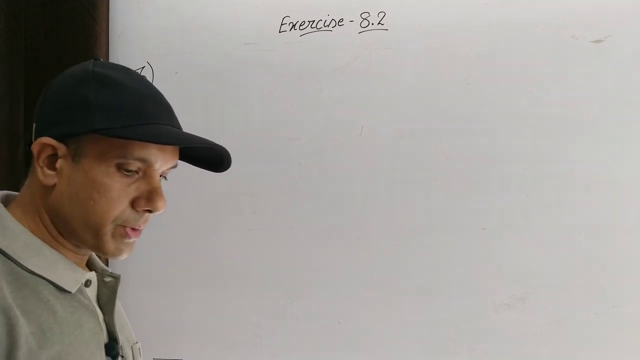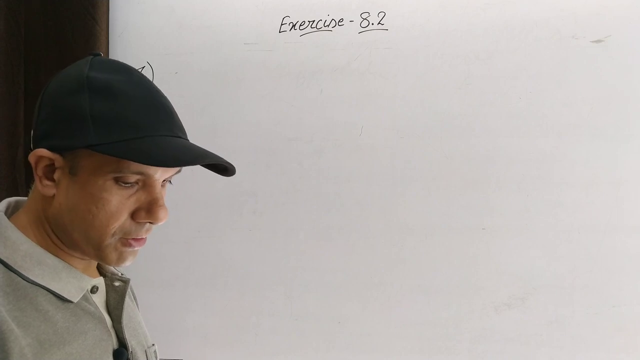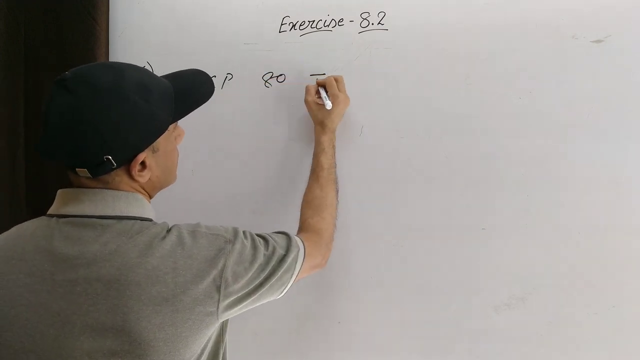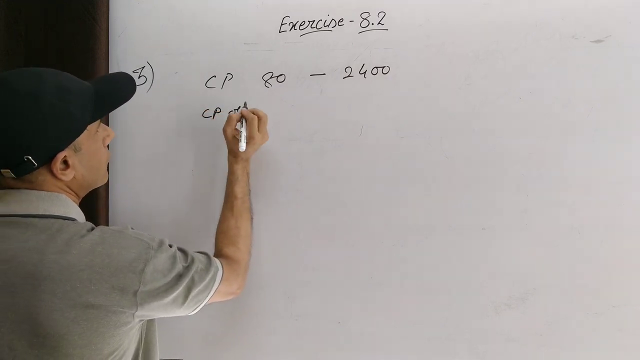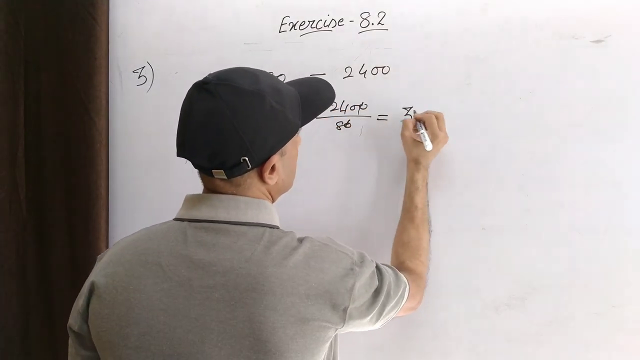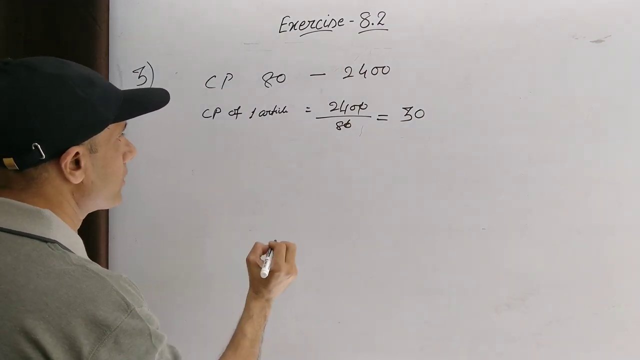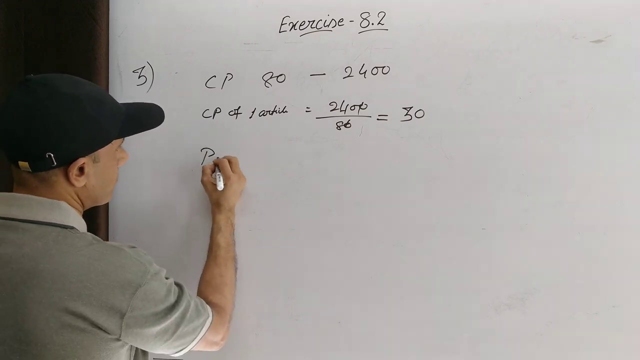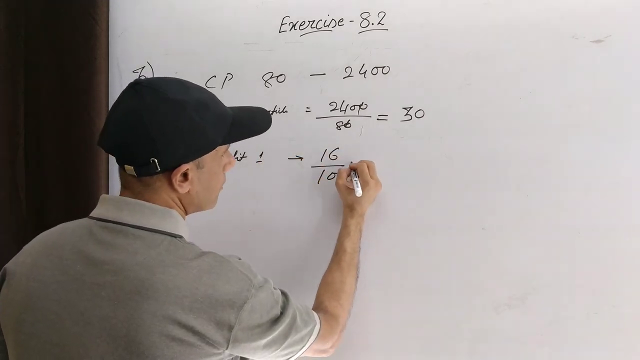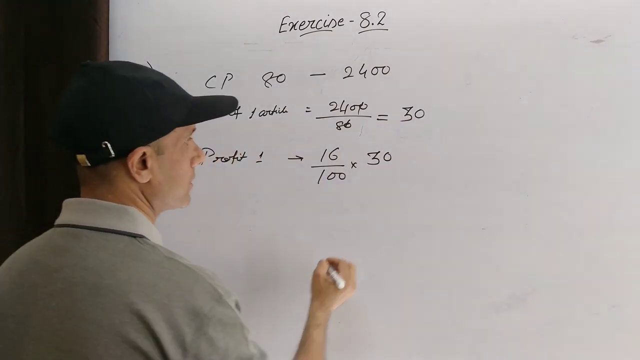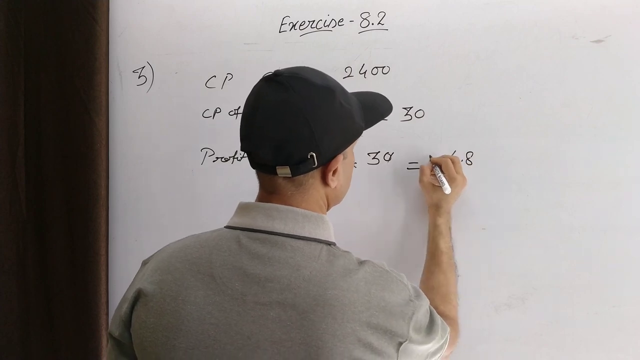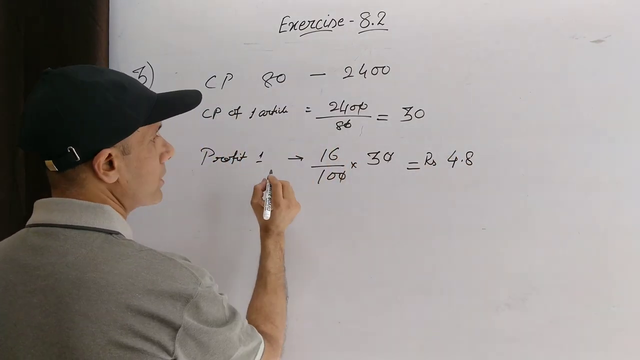Question number 3. A shopkeeper buys 80 articles for 2400 rupees and sells them for a profit of 16%. Find the selling price of one article. So cost price of 80 articles is 2400 rupees. So cost price of one article is equal to 2400 divided by 80, that equals to 30 rupees. Now profit is 16%. So profit of selling one article is 16 by 100 of cost price of one article, that is 30. This is equal to rupees 4.8 is profit of selling one article.